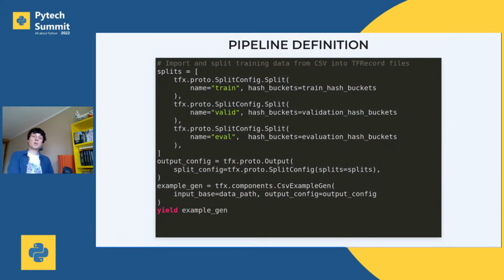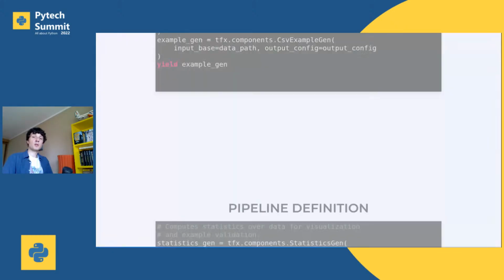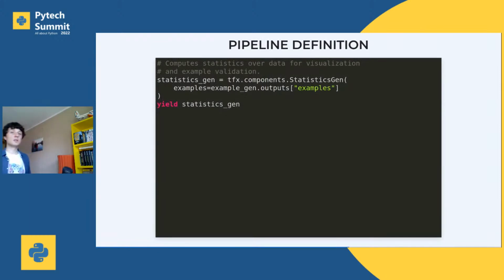The first step in the pipeline would be ingesting the samples from the CSV file, and we're going to use the CSV example gen component. We just need to configure what proportions of the training samples go into each split: training, validation, and evaluation. Once we have that done, then we can compute some statistics over those data sets. And here you can see how you connect different TFX components together. The outputs from the example gen component become inputs to the statistics gen component.